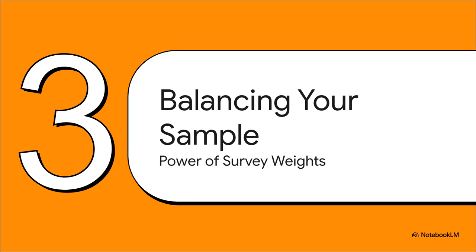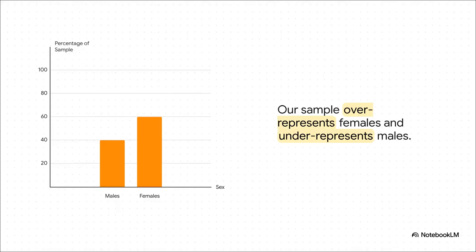But there's another hidden trap we need to talk about. See, knowing what your data is doesn't matter a whole lot if who you collected it from gives you a skewed picture of reality. So let's talk about how to balance your sample using something called survey weights. Let's just imagine we surveyed 2,000 adults.